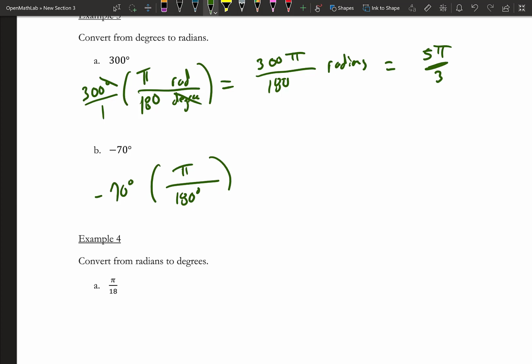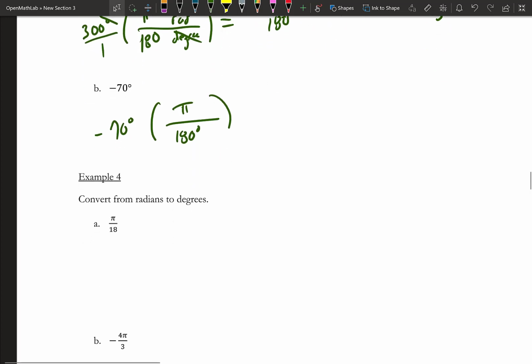Where you can see like here, example 4, I'm starting out with pi over 18. I'm going from radians to degrees, and degrees typically is not in terms of pi, right? So we want to get rid of the pi. So how do I get rid of the pi? Put pi on the bottom, right? So to go from radians to degrees, you'd multiply by 180 degrees divided by pi, right? So that's another way that helps me remember what to do as well.